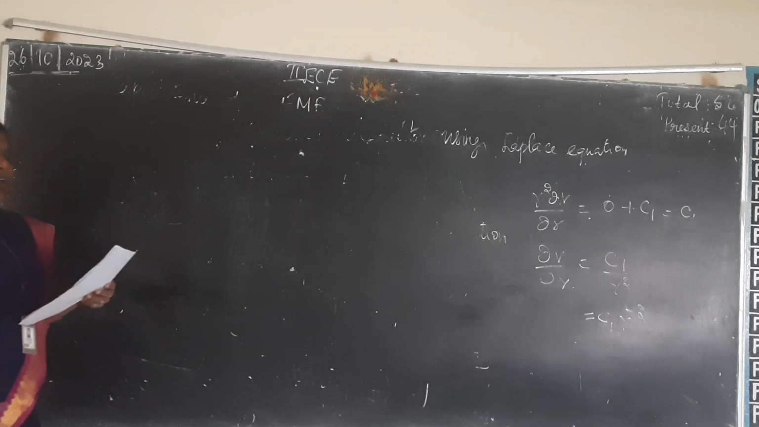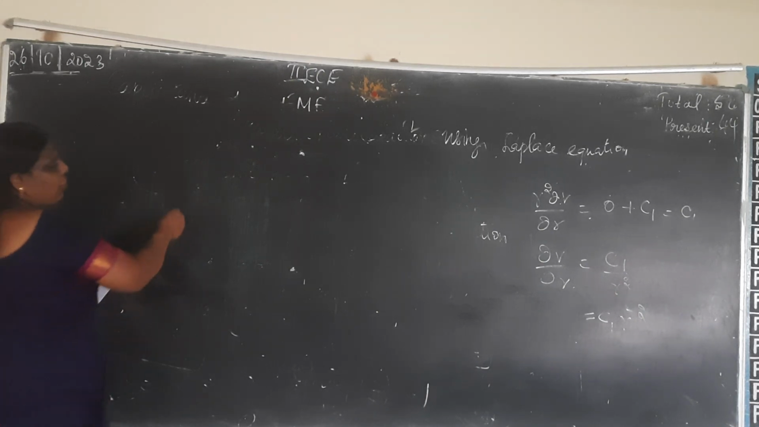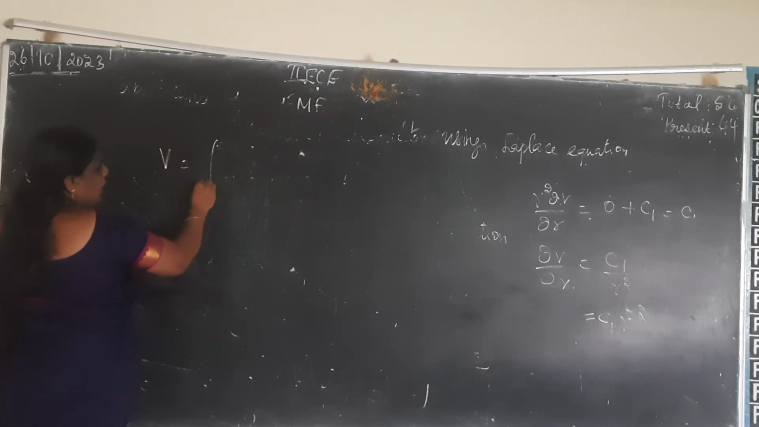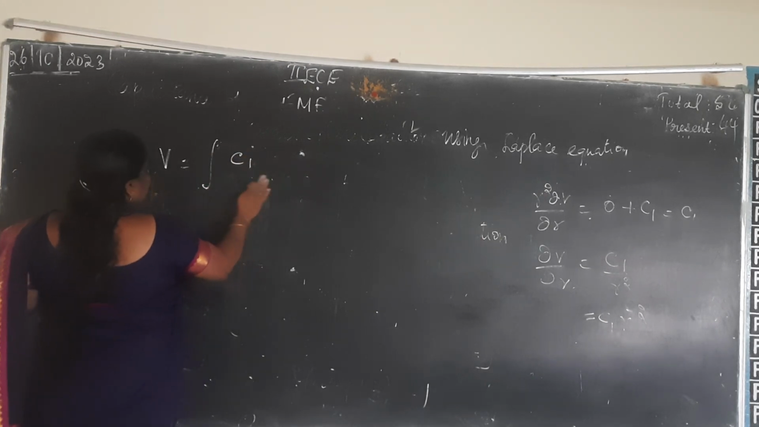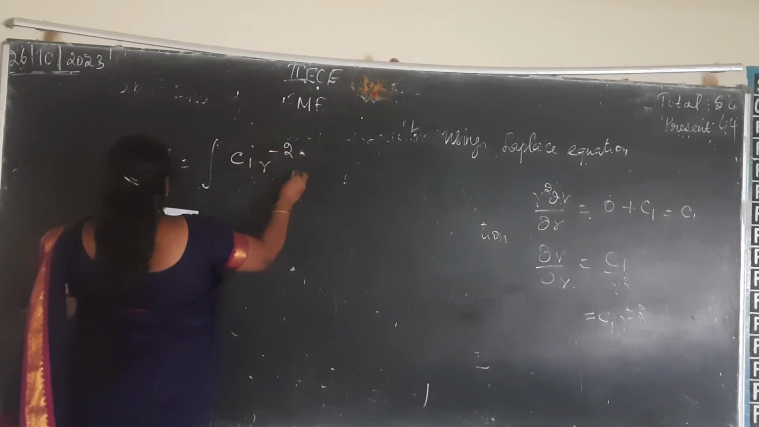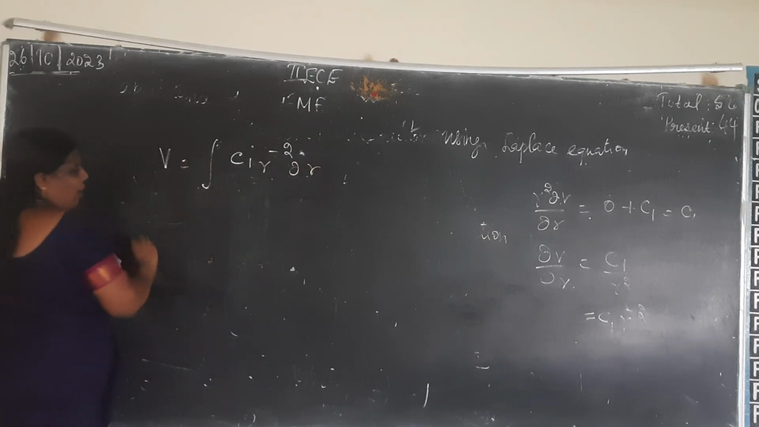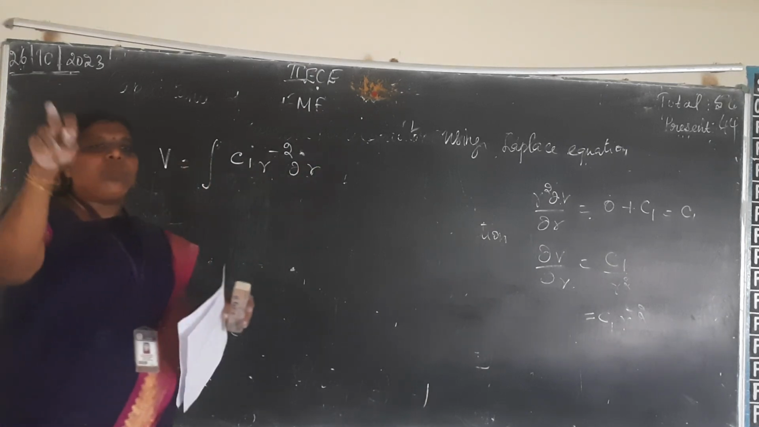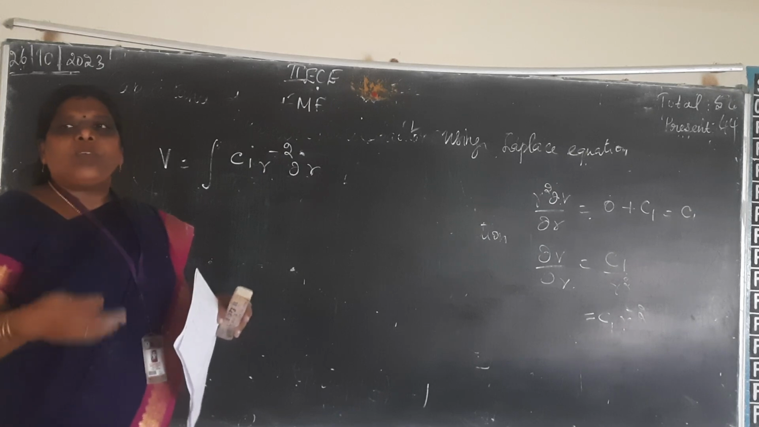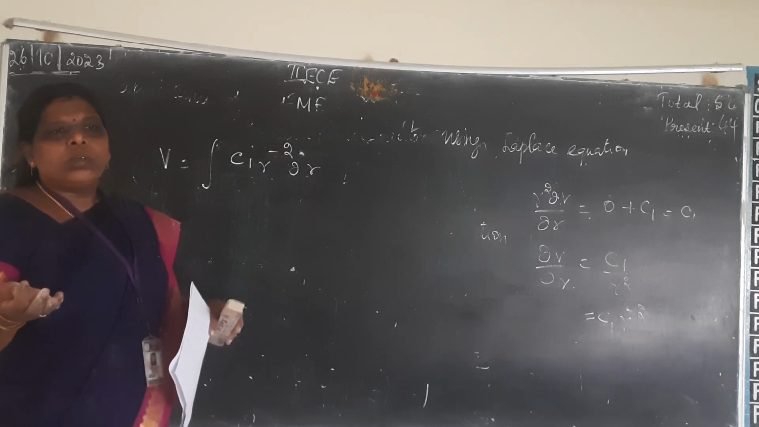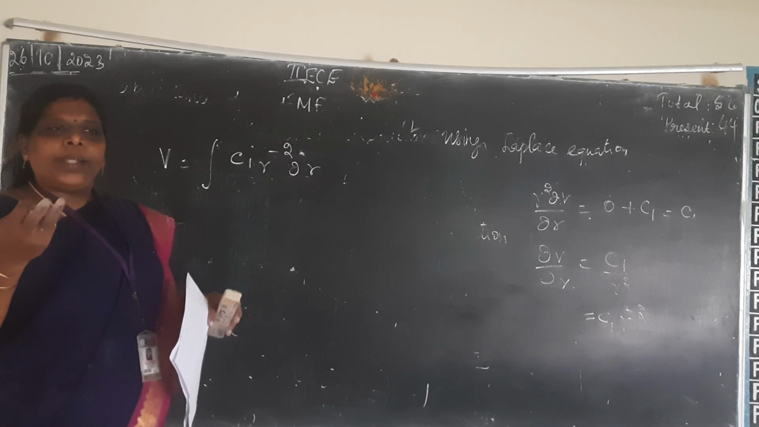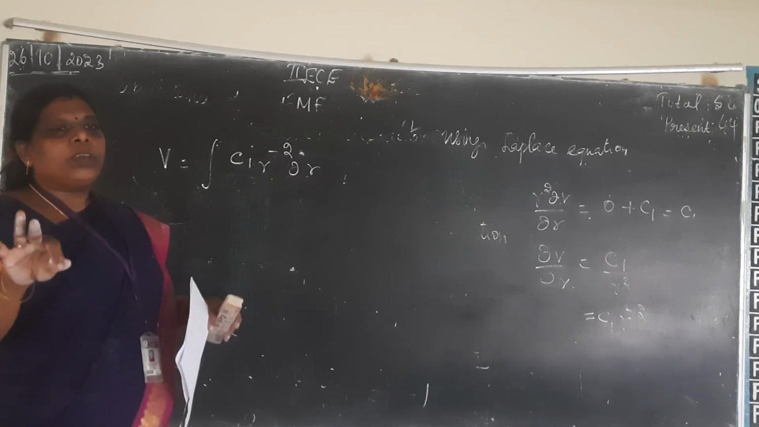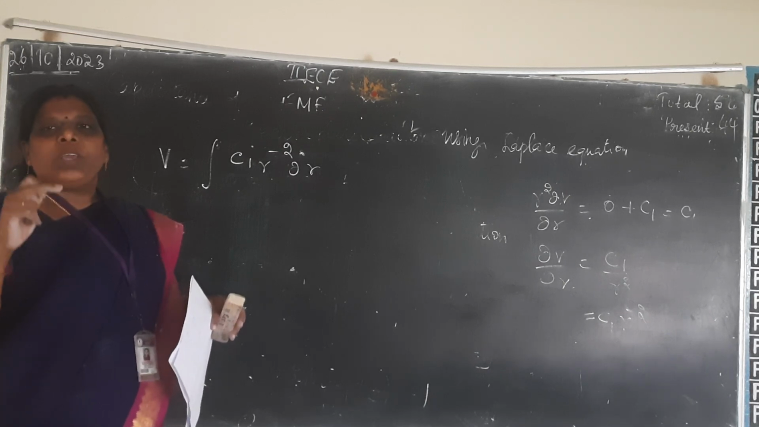c1 r to the power of minus 2. So what is the meaning of this? Again I can integrate c1 by r square, or c1 r to the power of minus 2, with respect to r. Dou V by dou r is there, I want V. What do I have to do? Integrate. A basic concept. Dou V by dou r is there, so to get V we have to integrate.